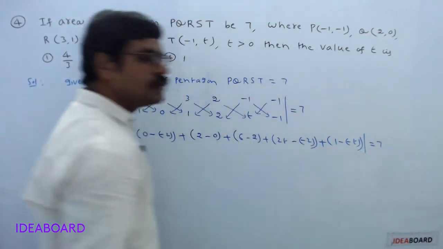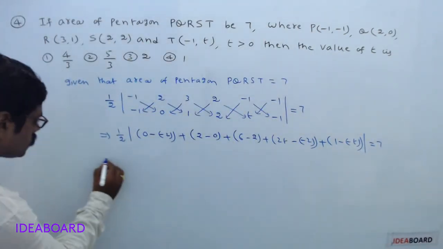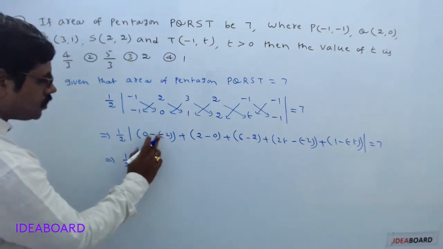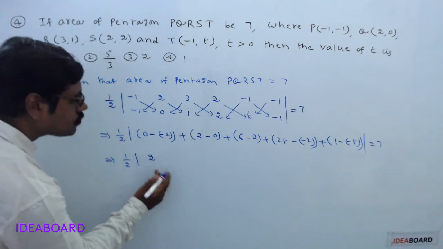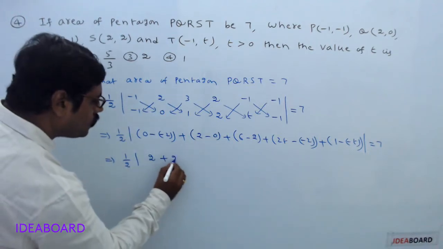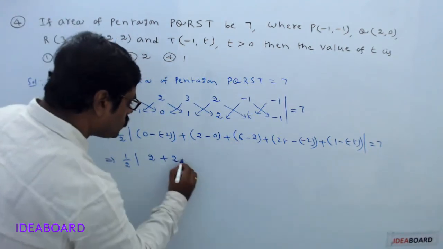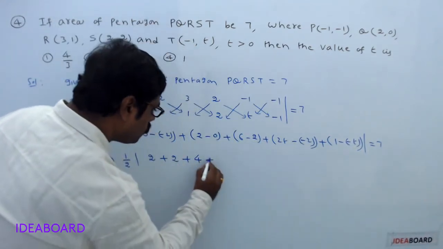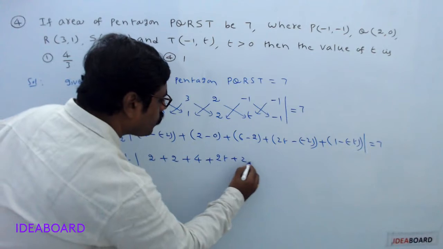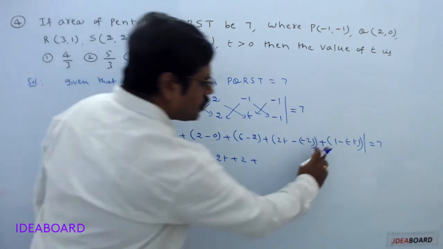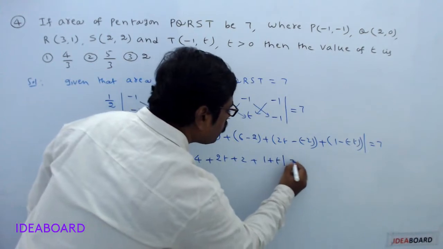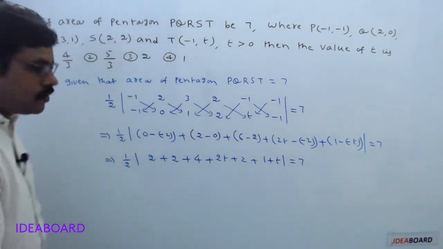This is equal to 7. So from this, half modulus of, this is minus into minus, plus 2. This is a 2 minus 0, 2, 6 minus 2, 4. This is 2t plus 2, plus this is 1 minus half minus t, 1 plus t, equal to 7.